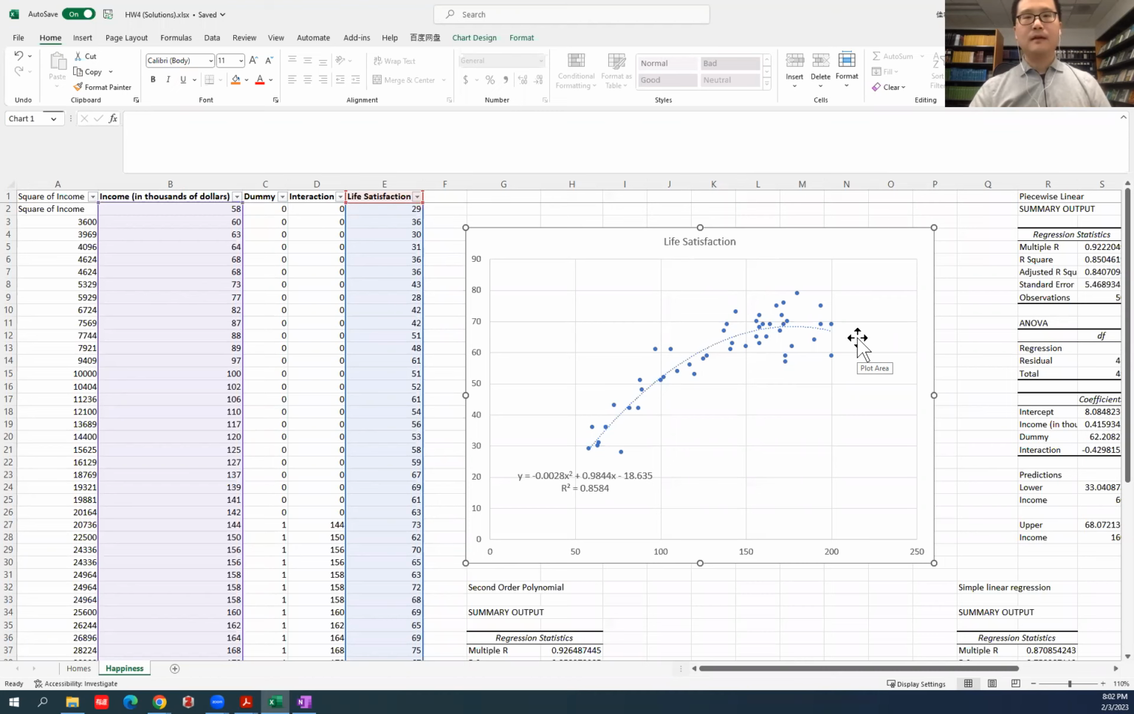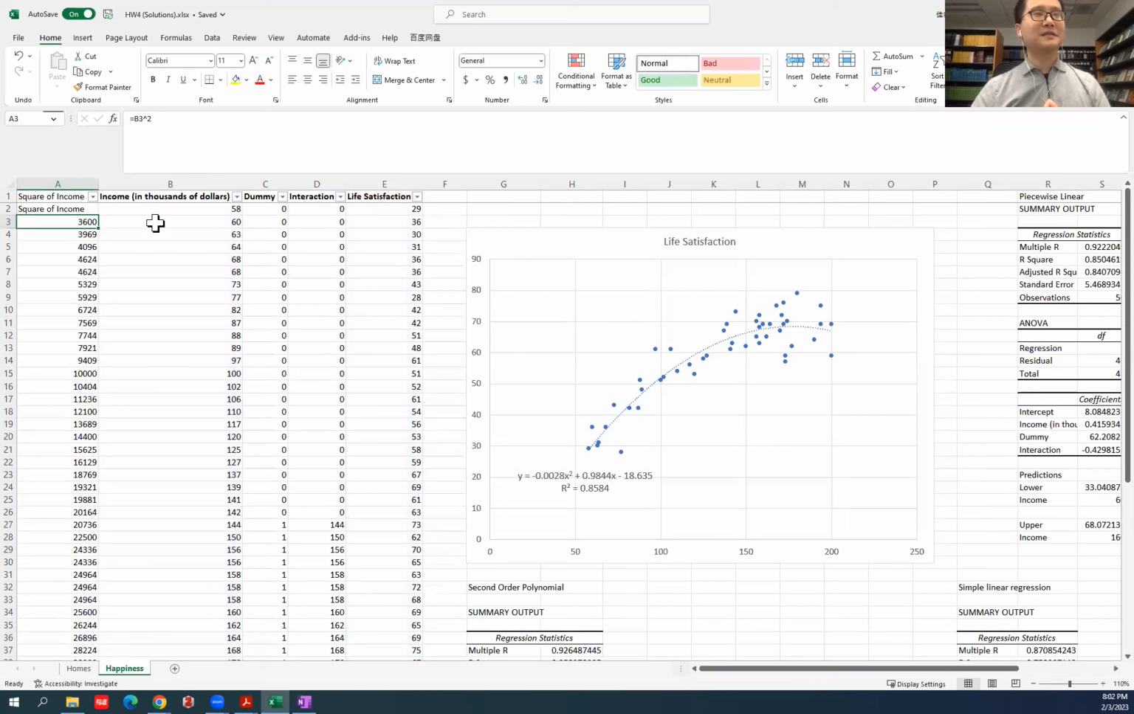And some students were curious how to square the value of a variable. For such questions, I encourage you to use Google for certain operations. It's always very helpful if you're not familiar with certain calculations in Excel. Google always provides very good answers. So in this case, we simply use the caret symbol to represent power. Here it says we raise the income to the power of 2.